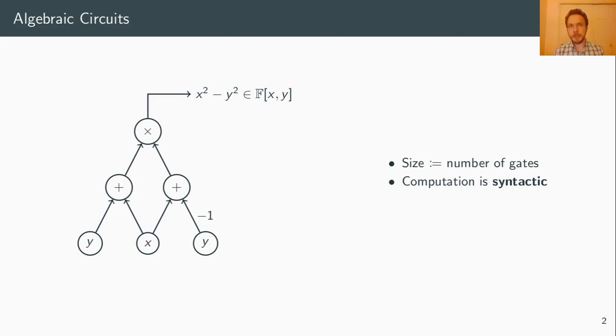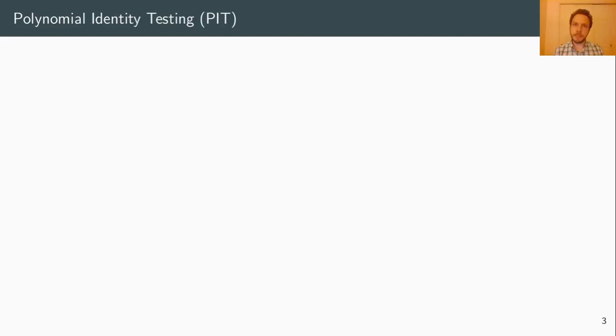We measure the size of these circuits by the number of gates appearing in them, and we're going to view this computation in a syntactic manner. That is, our goal is to compute a polynomial as a formal sum of monomials. Now, there are a number of interesting questions one can ask about algebraic circuits. The one that we're going to focus on in this talk is polynomial identity testing, which I'll abbreviate as PIT. This is an algorithmic problem in which I give you an algebraic circuit and I ask you to decide whether or not this circuit computes the zero polynomial.